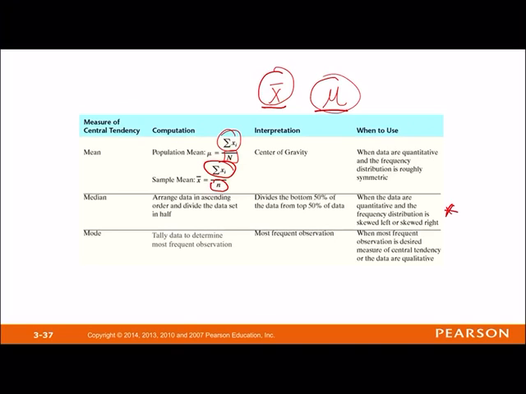Okay, and you use the mode when the most frequent observation is desired, or when the data are qualitative, just like it was on the other one. New York is not a data value. It's not a number. It's qualitative. It's just a name. And that ends that.